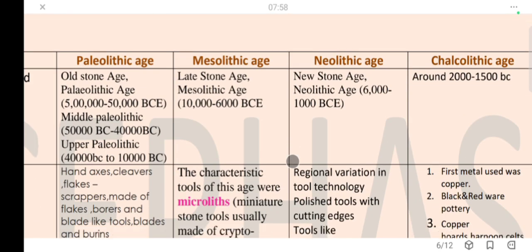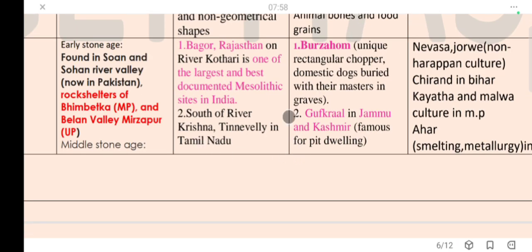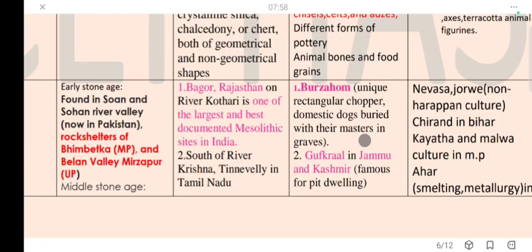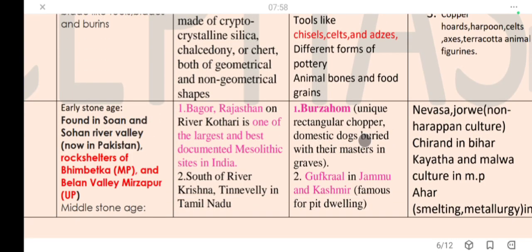Next, it's very important, so write the sites' names. Where are the Neolithic age sites located? Burzahom, where you can see unique rectangular choppers and dogs buried with their masters in the graves. Very important. And Gufkral in Jammu and Kashmir is also very famous for farming. Remember, it's the Neolithic age: Burzahom and Gufkral in Jammu and Kashmir.